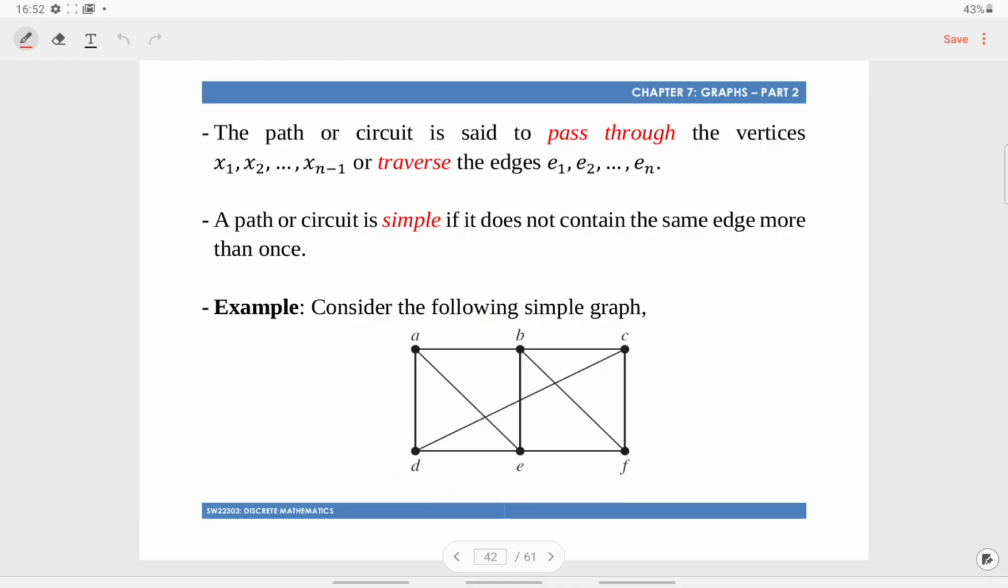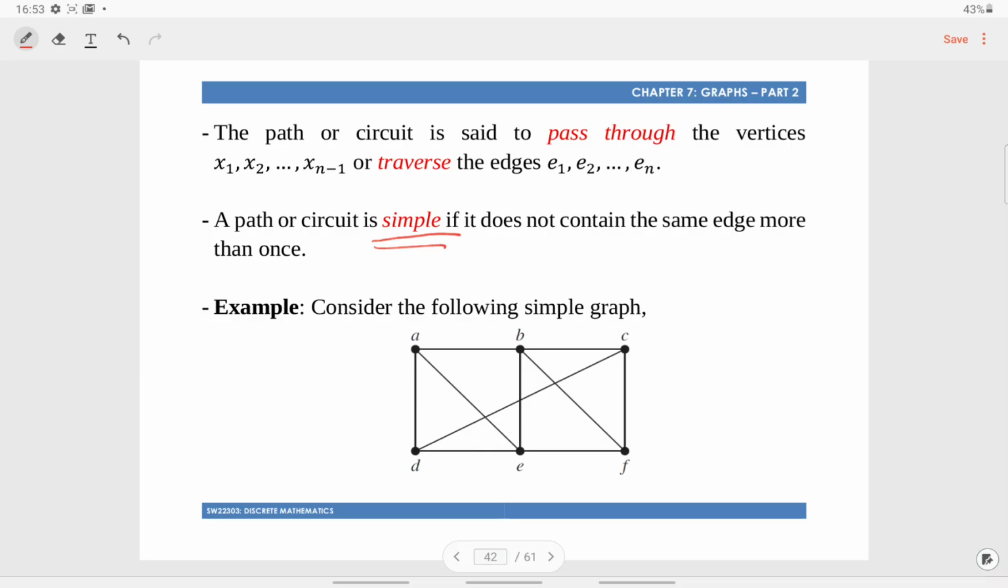The path or circuit is said to pass through the vertices x1, x2 up to xn minus 1, and also to traverse the edges e1 up to en. A path or circuit is simple if it does not contain the same edge more than once. That means it passes through each edge only once. Okay, I will give you an example.